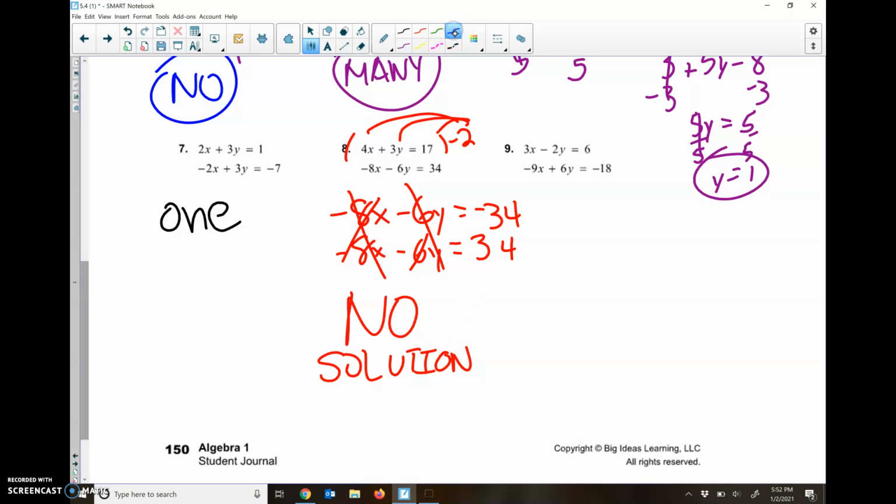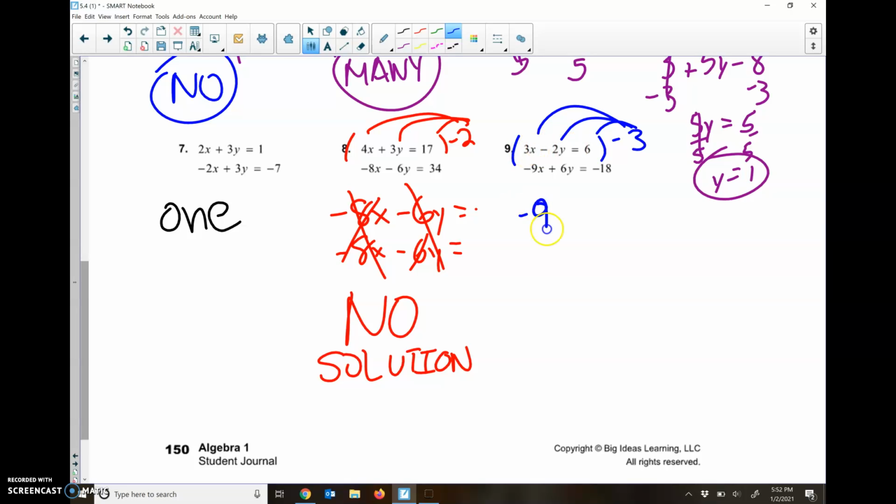Okay, and the last one we'll look at, number 9 here. So same thing, 3x and -9x, okay, not the same. -2y and 6y, not the same. 6 and -18, not the same. But again, we notice some kind of pattern. 3 to 9, 2 to 6, 6 to 18. I could just multiply this top one by -3. So I multiply everything on the top equation by -3.